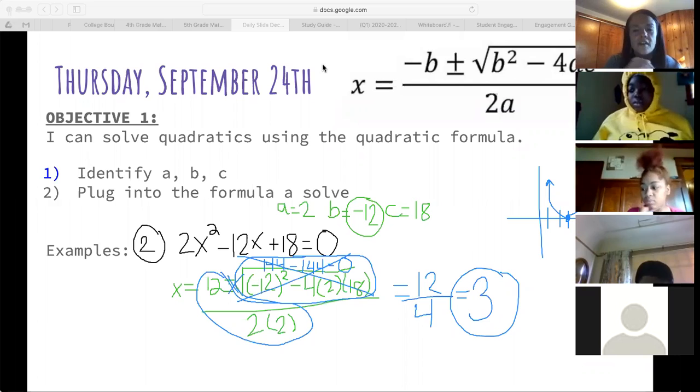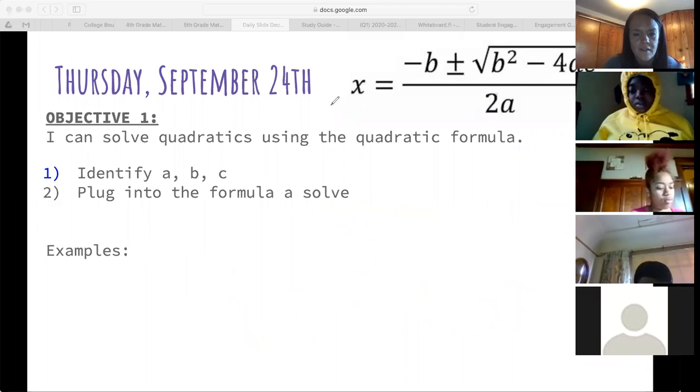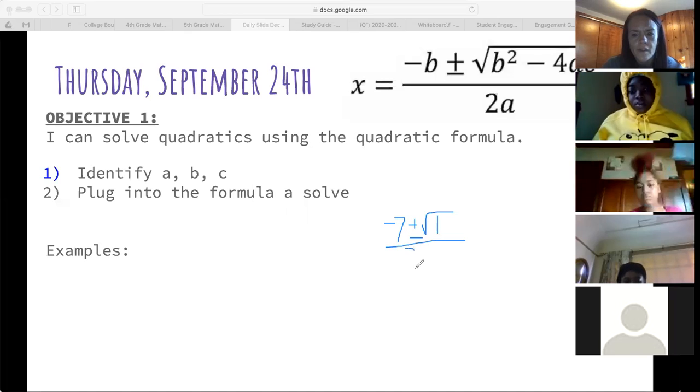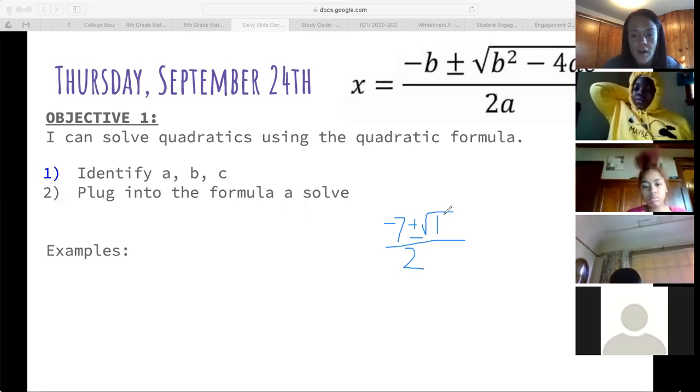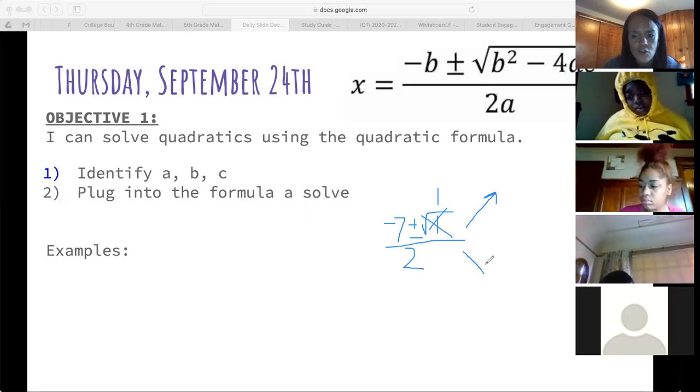Okay. So then the next part would be here. I'll clear. If you guys don't mind, let me just show it real quick. So you said it was -7 plus or minus the square root of 1/2. Okay. So from here, we can take the square root of 1, which is just 1. So I'm just going to cancel that out and make it just a 1 because the square root of 1 is just 1. Then we're going to split this into 2 problems because we have the plus and minus.